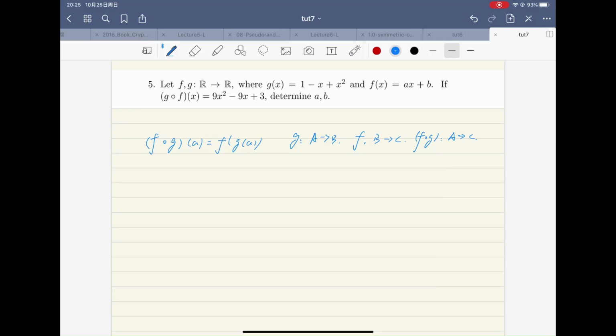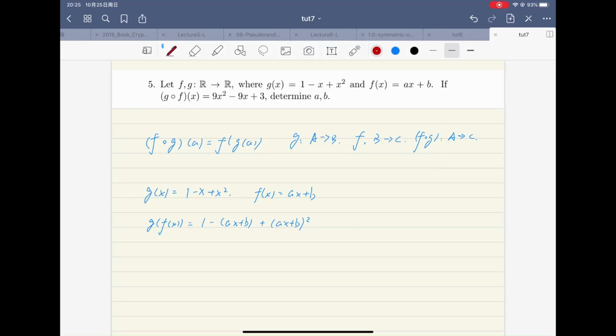So what do we have here? We have g(x) equals 1 minus x plus x squared, and f(x) equals ax plus b. We want to combine these two functions and make a composition function. So we have g composite f(x) equals 1 minus (ax plus b) plus (ax plus b) squared.